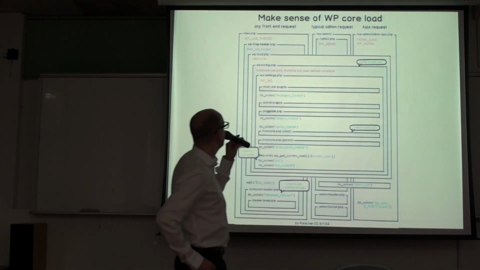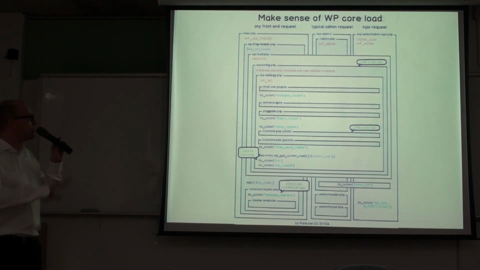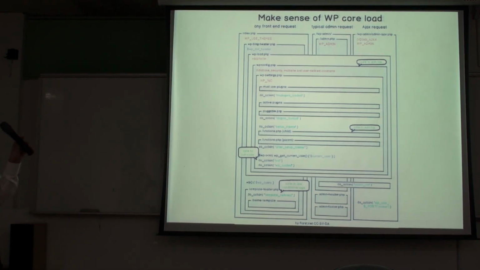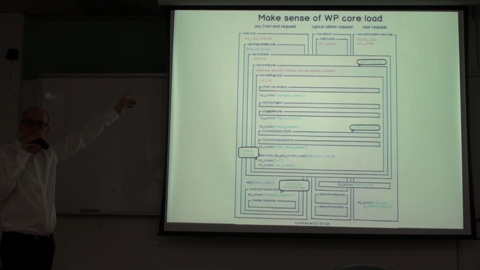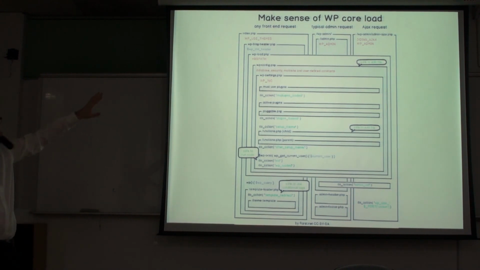Okay, so don't be scared about this. This is actually the complete WordPress core. Let me see how I can simplify this. Basically on the left side you see where index.php starts. This is what happens if you open a random page in WordPress. It goes to index.php.